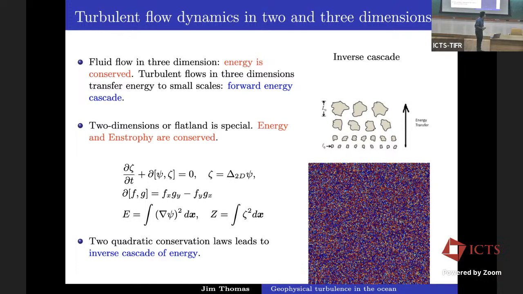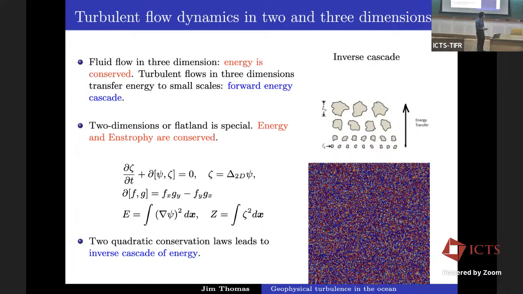This is what you expect in three-dimensional turbulence. But when you go to two-dimensional turbulence, you have extra conserved quantities. In 3D turbulence, we have conservation of energy. Energy is the only thing that's conserved in 3D turbulence. But when you go to 2D turbulence, you have conservation of energy and enstrophy. Enstrophy is vorticity squared. Theta here is the vorticity of the fluid, squared and integrated over the domain. So you have two conservation laws, both of which are integral conserved quantities.